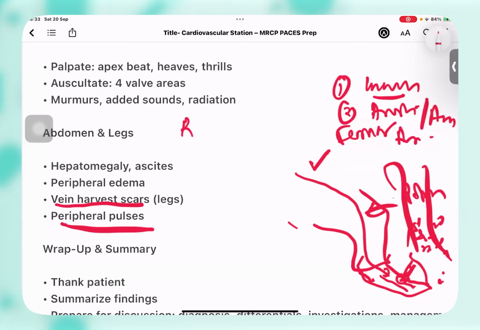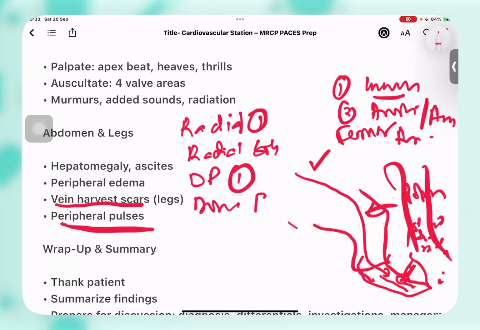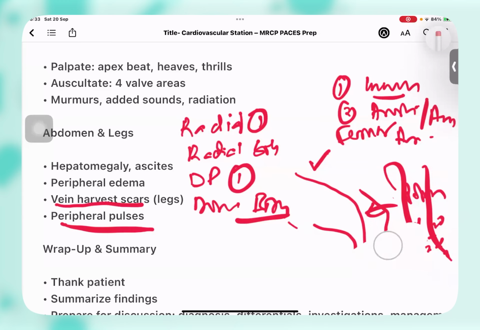So radial one, radial both, then dorsalis pedis one and dorsalis pedis both. You can check for delays and all. And once you've done this, this is the moment that you check for pedal edema. Okay, this is the time.